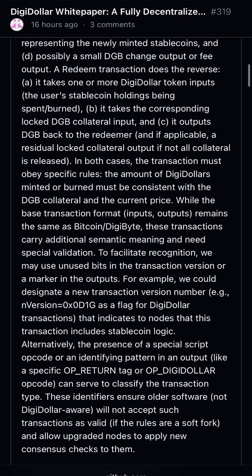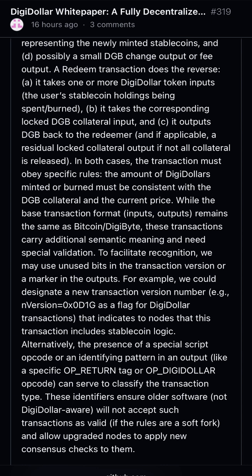A redeem transaction does the reverse. a. It takes one or more DigiDollar token inputs, the user's stablecoin holdings being spent or burned, b. it takes the corresponding locked DGB collateral input, and c. it outputs DGB back to the redeemer, and if applicable, a residual locked collateral output if not all collateral is released. In both cases, the transaction must obey specific rules. The amount of DigiDollars minted or burned must be consistent with the DGB collateral and the current price.